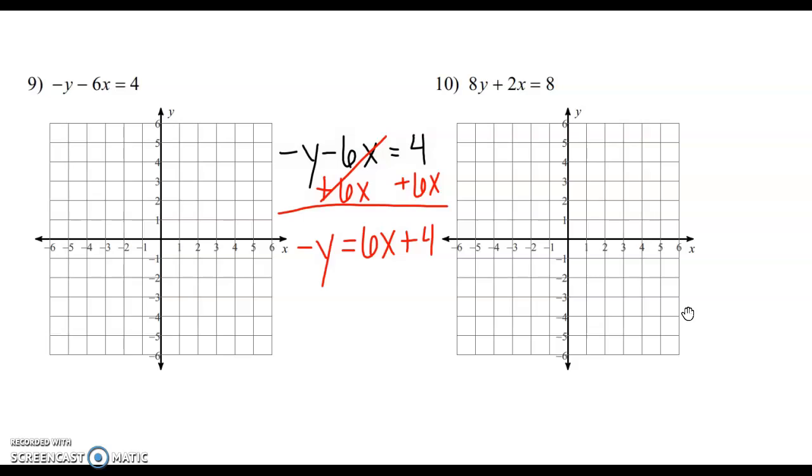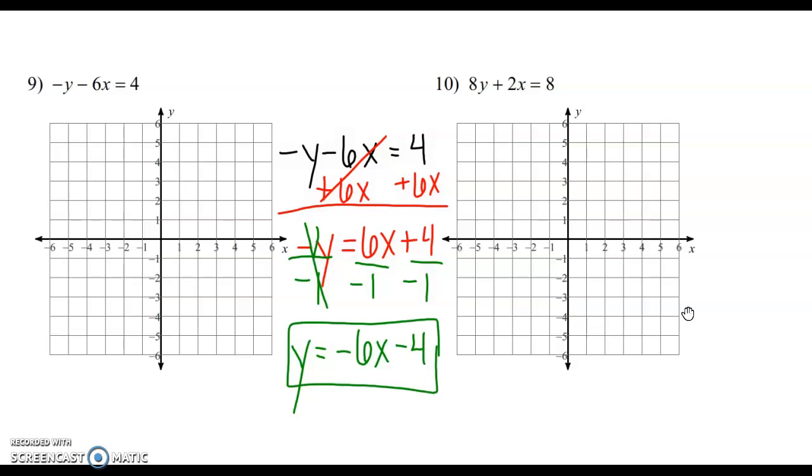Y is not alone. That's a common mistake. This is negative 1y, which means negative 1 times y. So to get rid of the multiply by negative 1, I divide it all by negative 1. So then I'm in slope-intercept form at y equals negative 6x minus 4. So then, like in the last two problems, the y-intercept is negative 4. So first dot goes at negative 4.